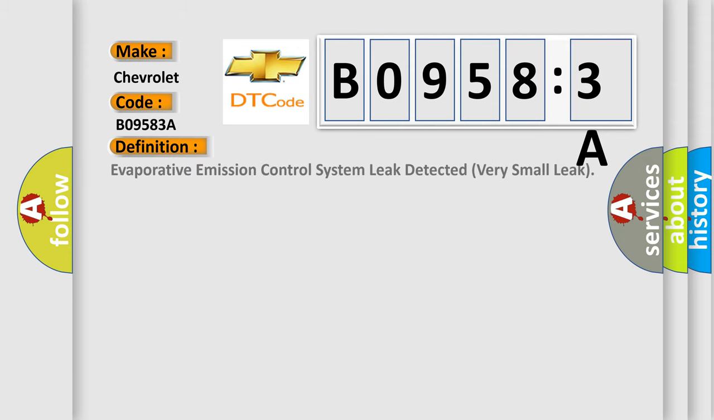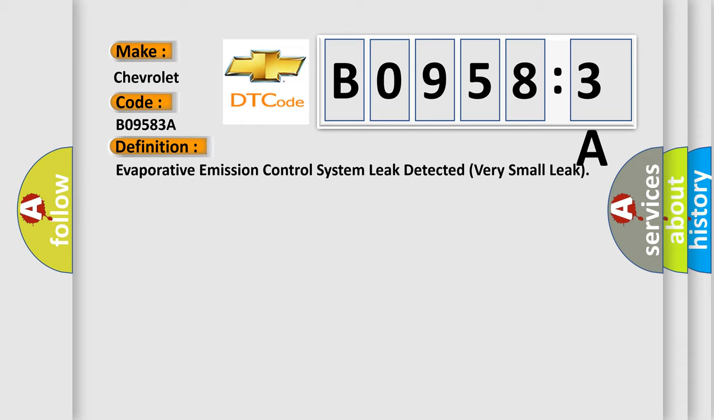The basic definition is evaporative emission control system leak detected, very small leak. And now this is a short description of this DTC code. EVAP key off monitor runs when all of the following conditions are met: atmospheric pressure 70 to 110 kilopascals, 525 to 825 millimeters of mercury, battery voltage 10.5 volts or more, vehicle speed below 25 miles per hour, 4 kilometers per hour, engine switch off, time after key off 5, 7 or 9.5 hours, EVAP pressure sensor malfunction, P0451, P0452 and P0453 not detected, purge VSV not operated by scan tool, vent valve not operated by scan tool, leak detection pump not operated by scan tool.